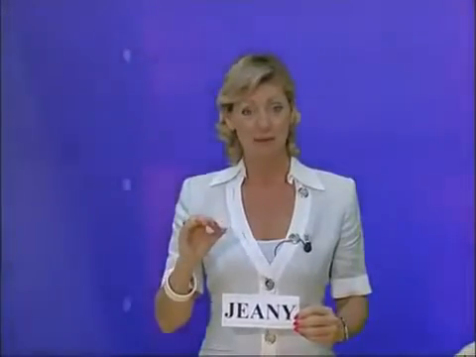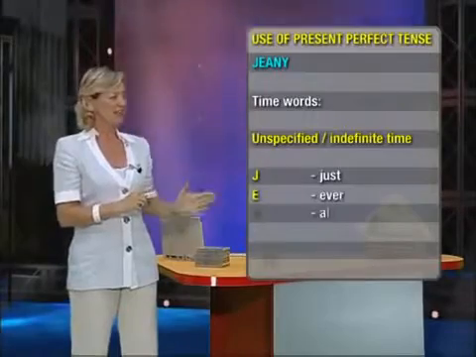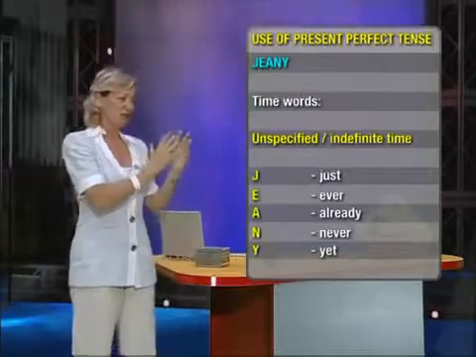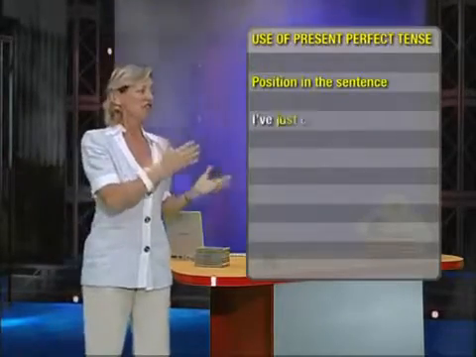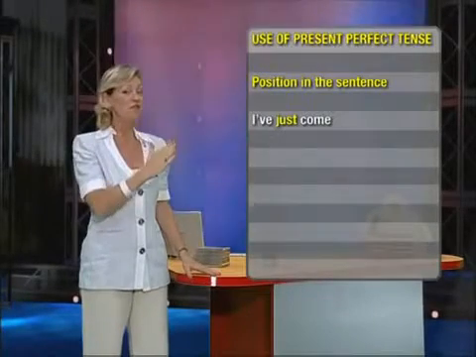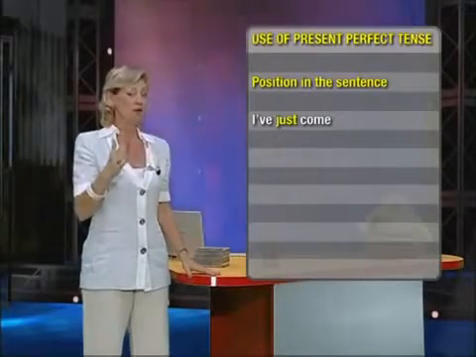So yet. I want to look at these on the screen with you now and see where we put them in the sentence, because that's important. Just, ever, already, never, yet. There they are. You see them written. So, they are indefinite time words. Look at them in the sentence. I've just come. Do you notice where it is? It's after the auxiliary, before the past participle.